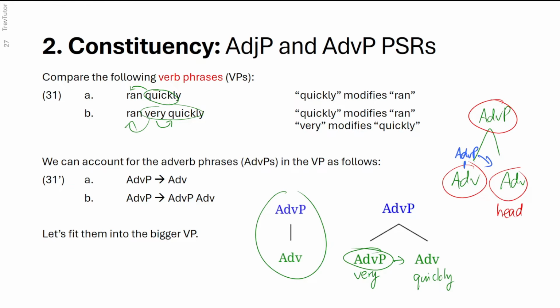That basically isn't giving the core meaning. So the more core the meaning, the higher the phrase is where the head attaches, if that makes sense. So in the case of very quickly, quickly has the core meaning. Very is telling you how quickly something is being done. So the head of the biggest adverb phrase should be quickly.